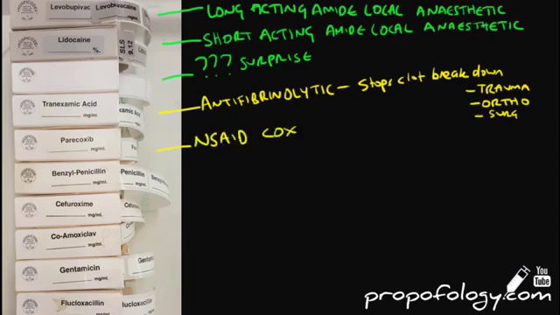Parecoxib is a non-steroidal anti-inflammatory drug that is specific to COX-2, so it exerts its anti-inflammatory effects by inhibiting COX-2. That also gives its analgesic effect. So the rest of the drugs we're going to cover now are all antibiotics.